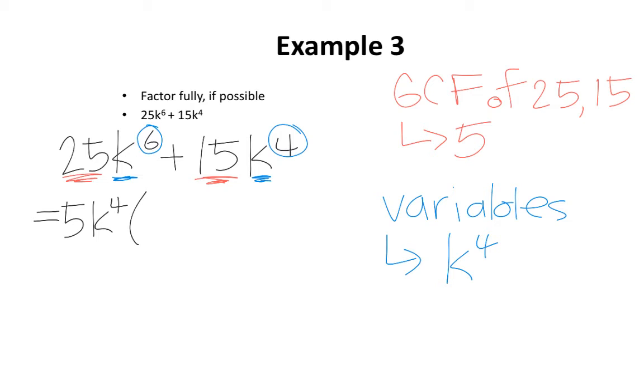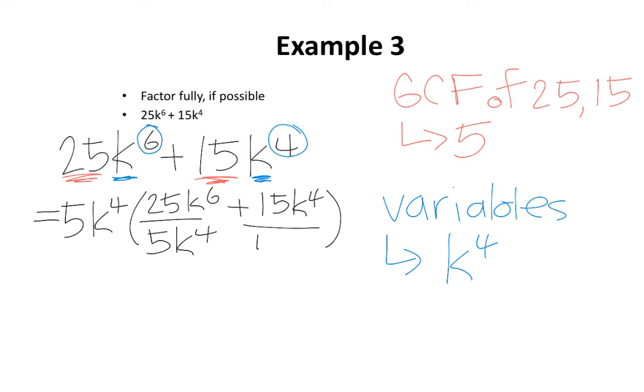In brackets, I'm going to put 25k to the power of 6. And I'm also going to put 15k to the power of 4. I'm going to divide both these terms by 5k to the power of 4. Let's go ahead and simplify this expression. The 5k to the power of 4 remains the same. 25 divided by 5 is 5.